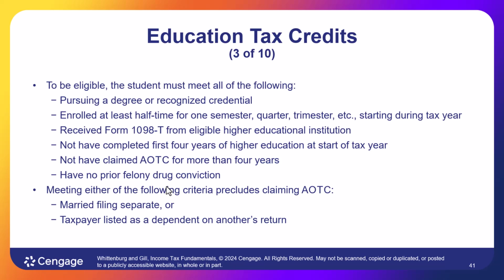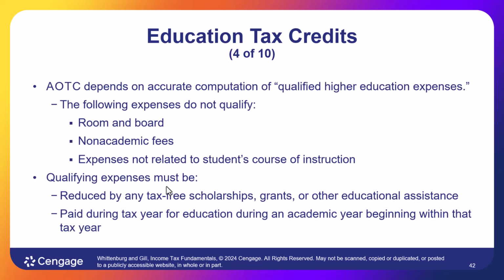Meeting either of the following criteria precludes the AOTC: if you're married filing separate, or if you are listed as a dependent on someone else's tax return. So if you're in college and your parents are claiming you, they would need to claim the education credit.